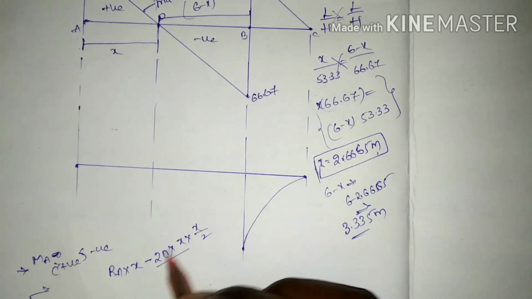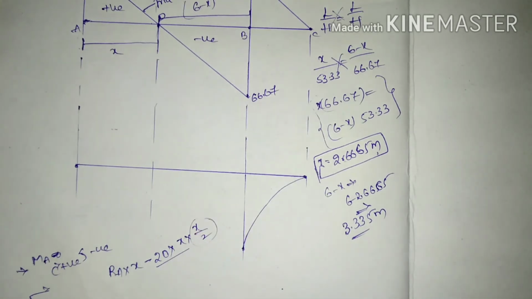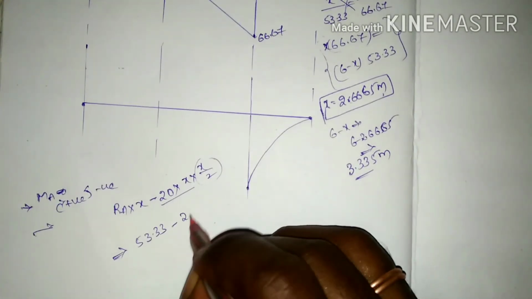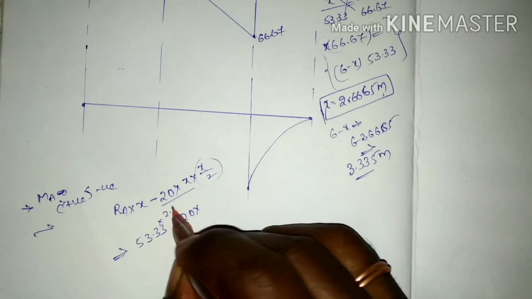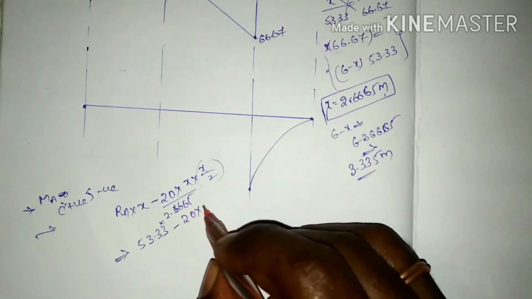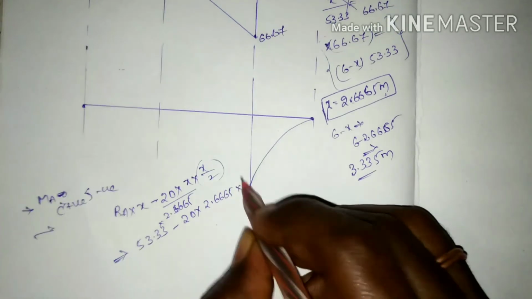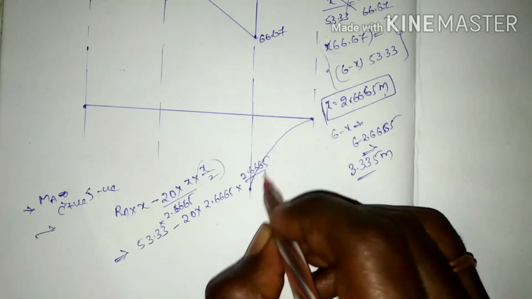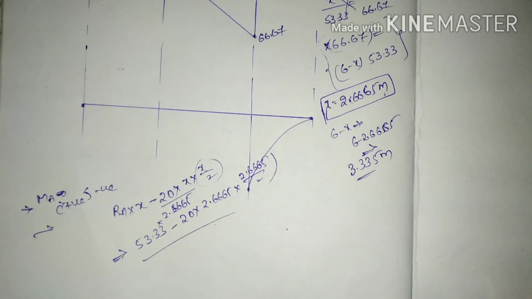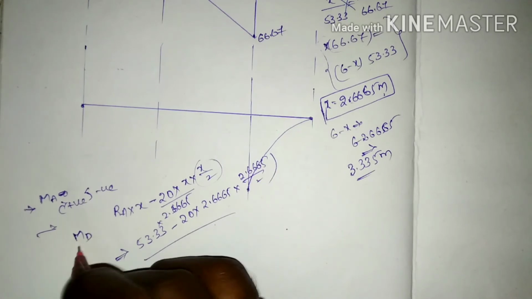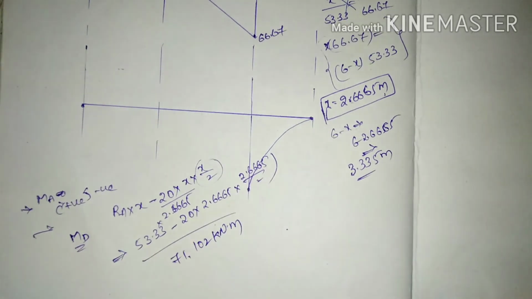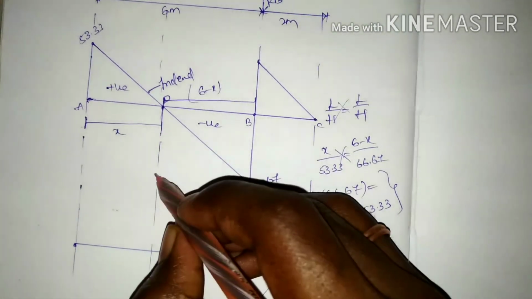For this we are going to convert the UDL to the point load, then take the moments from the midspan. RA will be 53.333 minus 20 into 2.6665 and remaining with 2.6665 by 2. Simply put this in the calculator, we are going to get the value of moment about D, that is 71.102 kN-m. That is going to be at here.